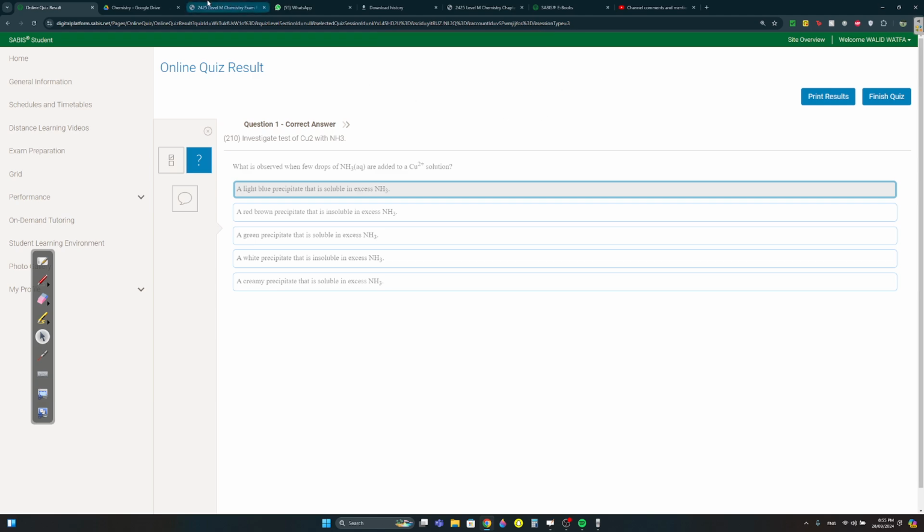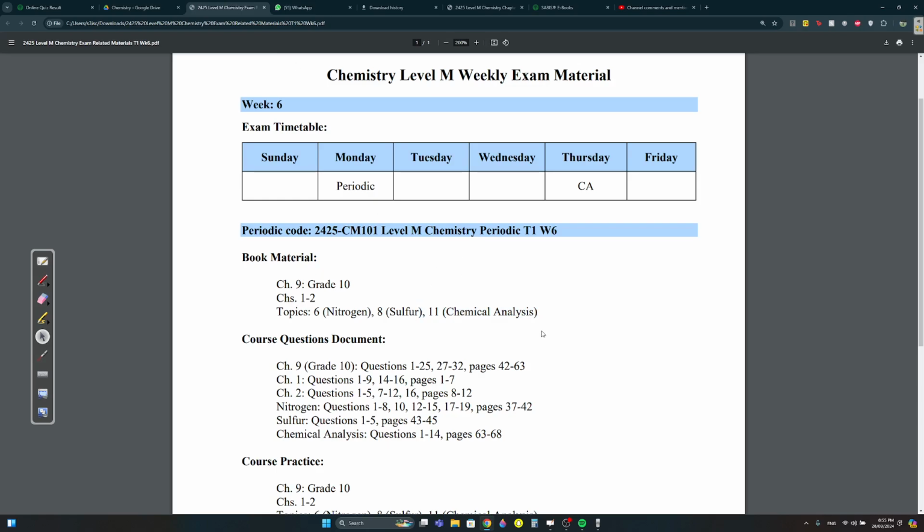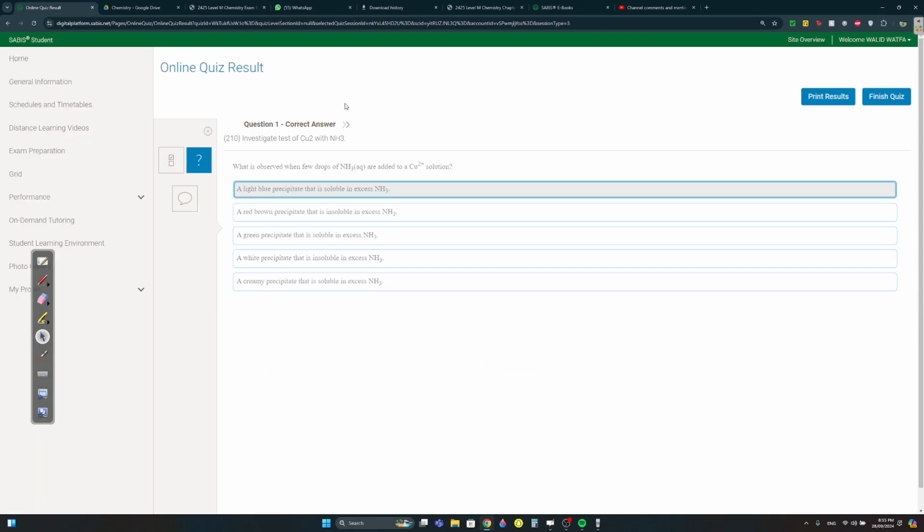Chapter topic something, I don't know what it was. This one, yeah. Chemical analysis, topic 11. It's the same as chapter 2, so we should go through this a bit quicker.